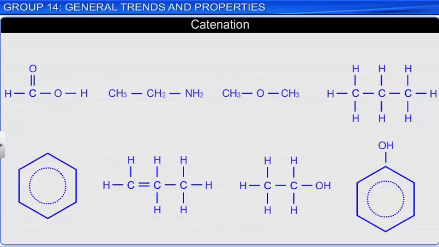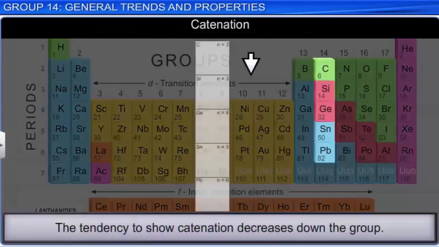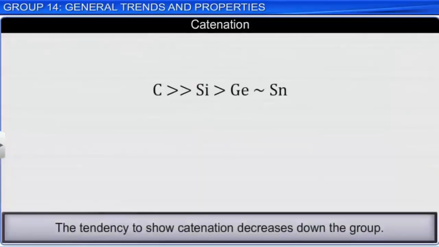The tendency to show catenation decreases down the group. Silicon shows a lesser ability for catenation than carbon, followed by germanium and tin. Lead does not exhibit any catenation.